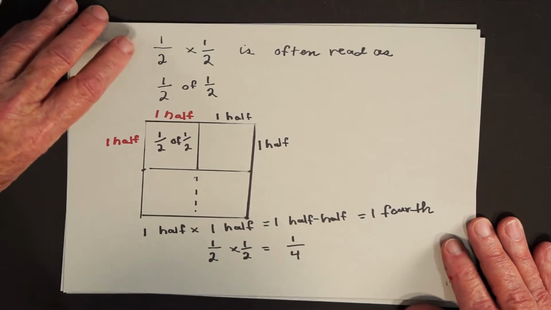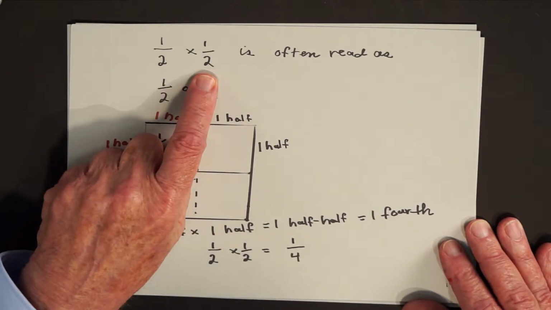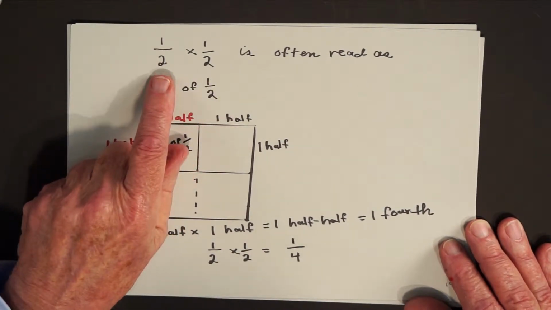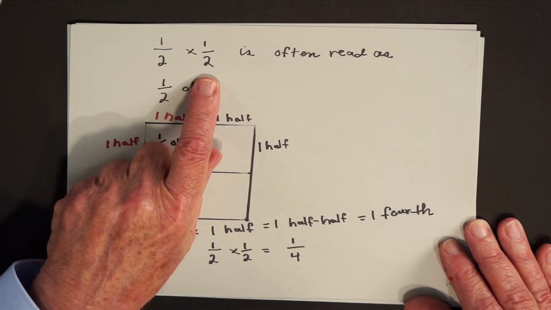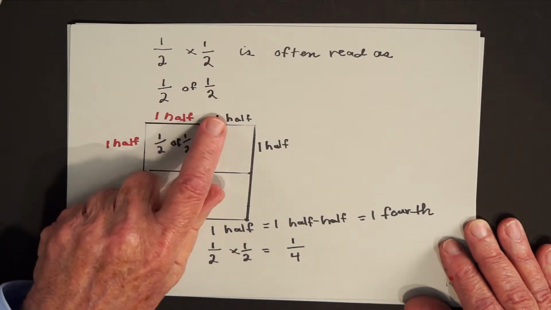I saw an expression like 1/2 times 1/2. And the teacher said, you don't read this as 1/2 times 1/2, you read it as 1/2 of 1/2. And my feeling was, if you're going to read it as 1/2 of 1/2, why call it multiplication? It just seemed to really confuse me.